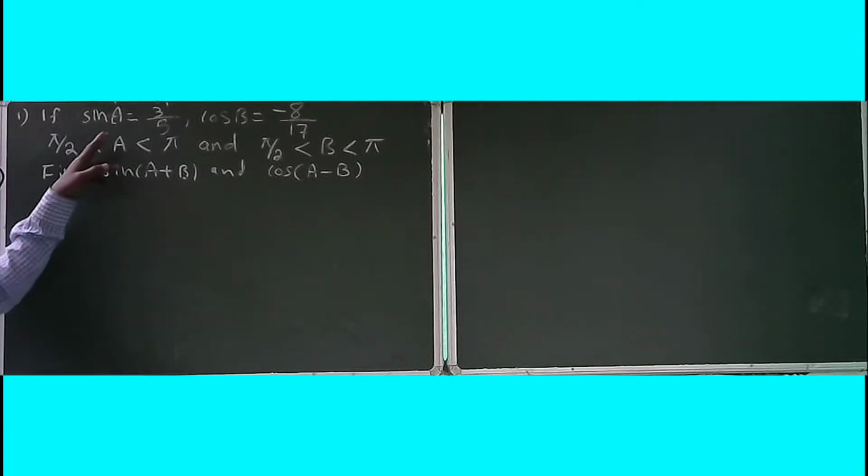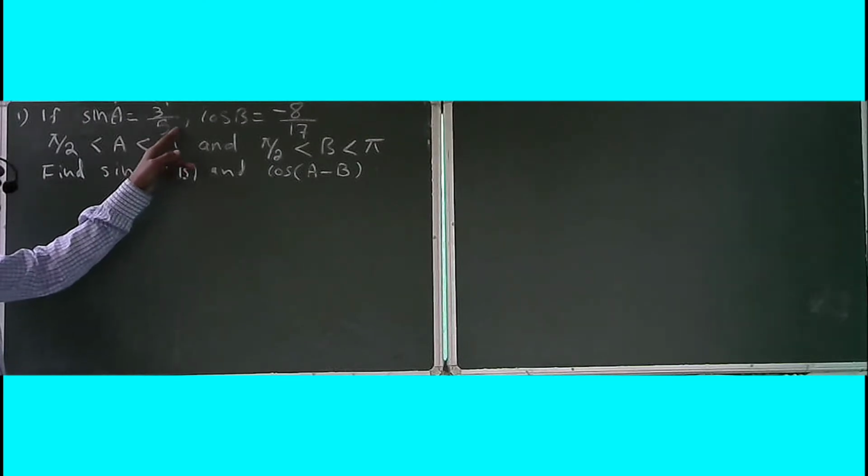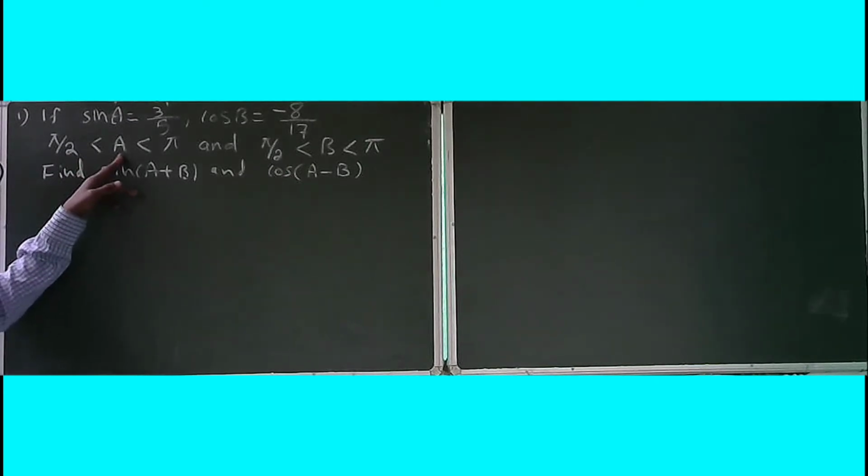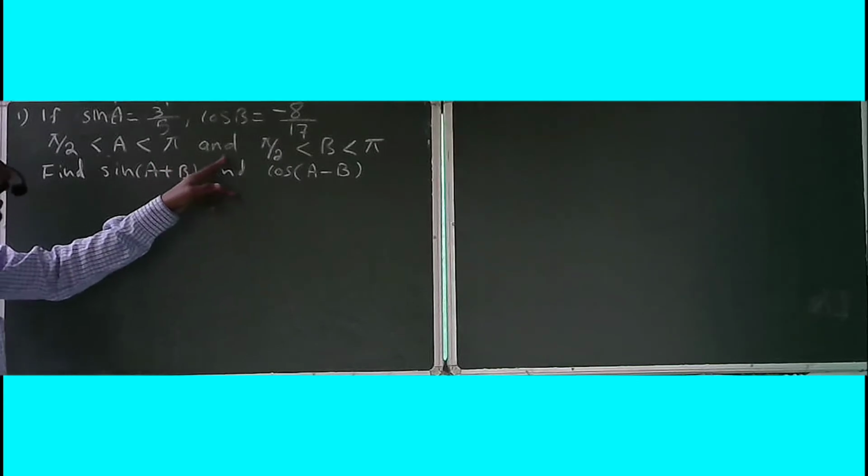Say the first question. If sin A is equal to 3 by 5, cos B is equal to minus 8 by 17, where angle A belongs to pi by 2 less than A less than pi and pi by 2 less than B less than pi.